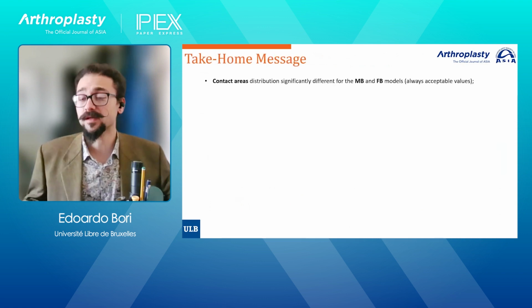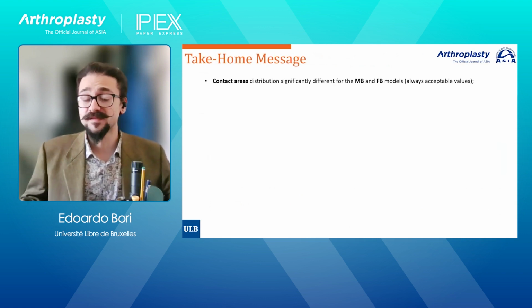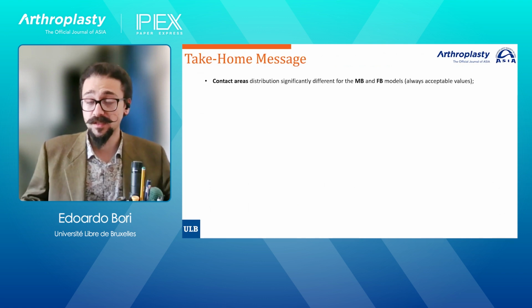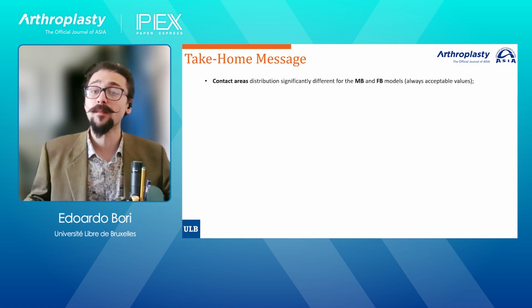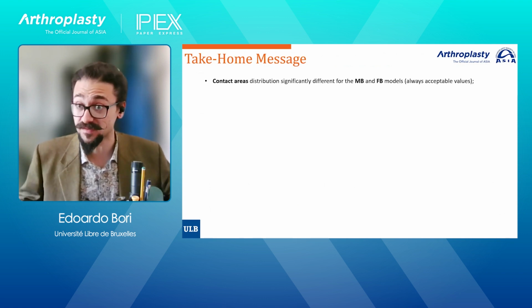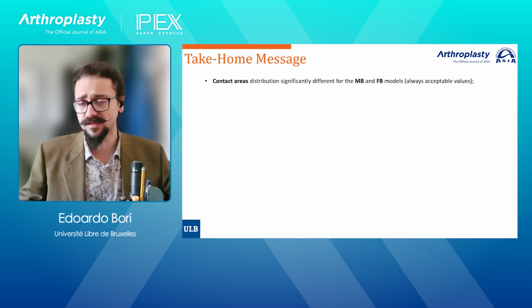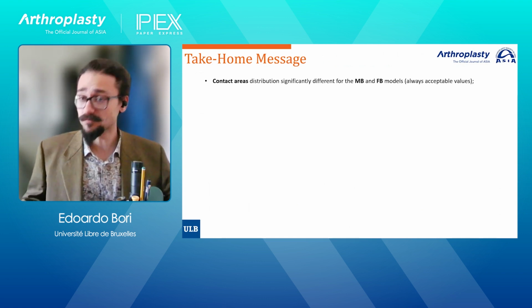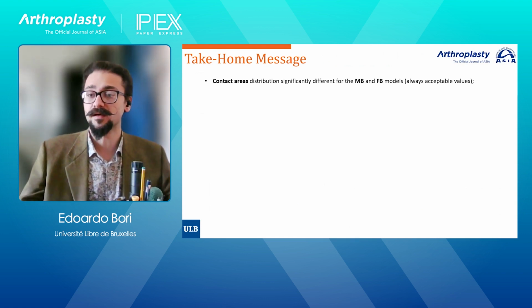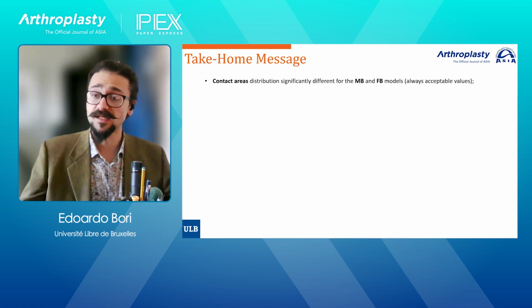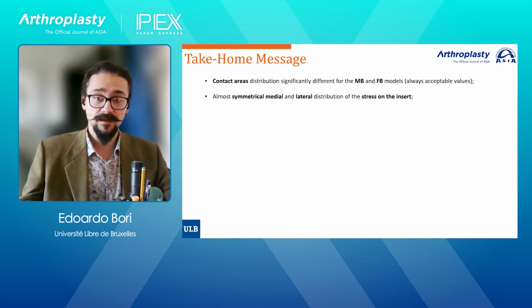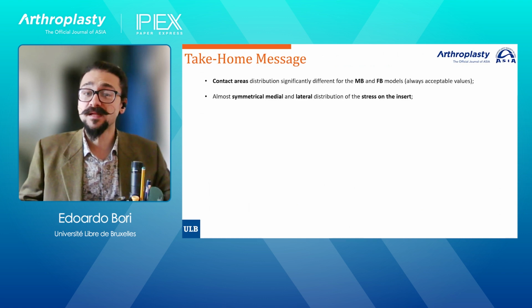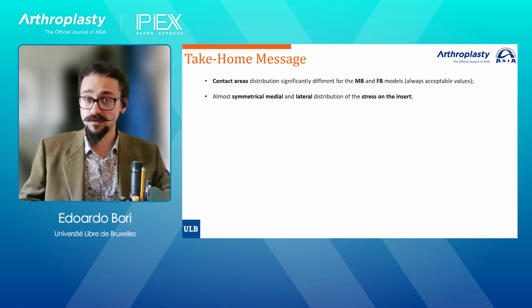So what we can deduce from these results: we've seen that the contact area distribution is significantly different in case we are using a mobile bearing prosthesis over a fixed bearing one. But in all the cases that we analyzed, the values were still appreciable and satisfying. So even in the case of fixed bearing, we have satisfying results, but the mobile bearing had higher contact areas. We have almost symmetrical medial and lateral distribution of the stress on the insert.